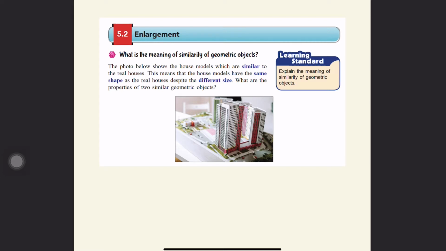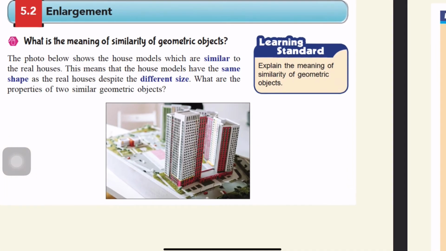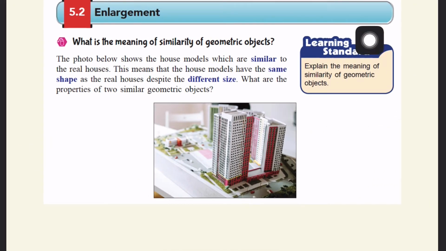Today we are going to continue with the next subtopic from chapter 5, which is 5.2 Enlargement. The learning standard for today is to explain the meaning of similarity of geometric objects. What is the meaning of similarity of geometric objects? The photo below shows house models which are similar to the real houses. This means that the house models have the same shape as the real houses despite the different size. What are the properties of two similar geometric objects?